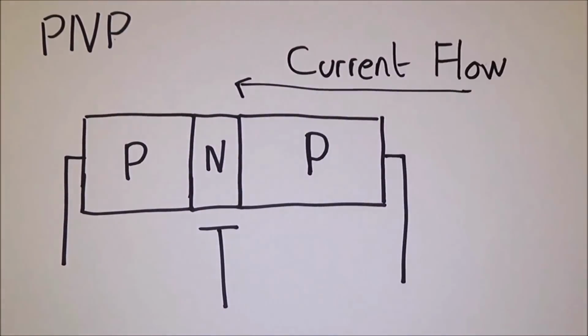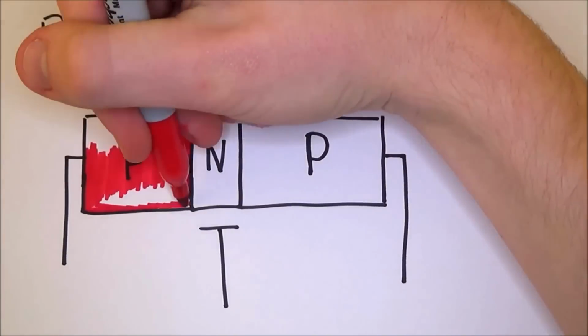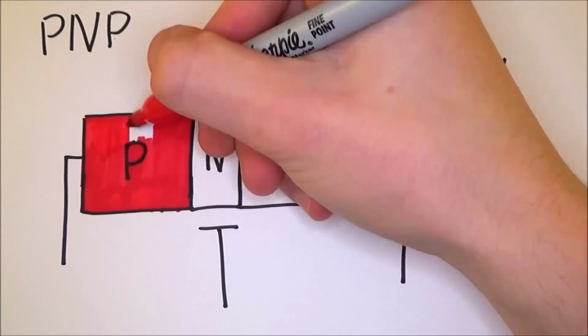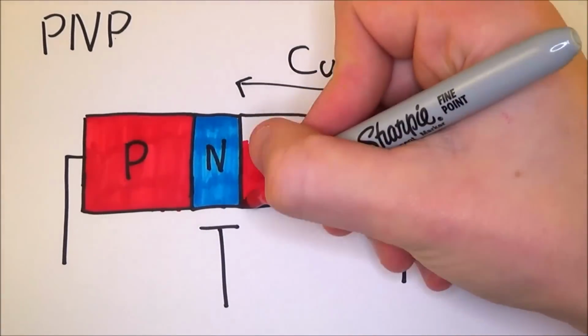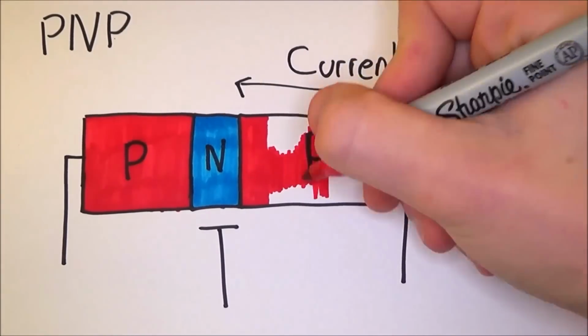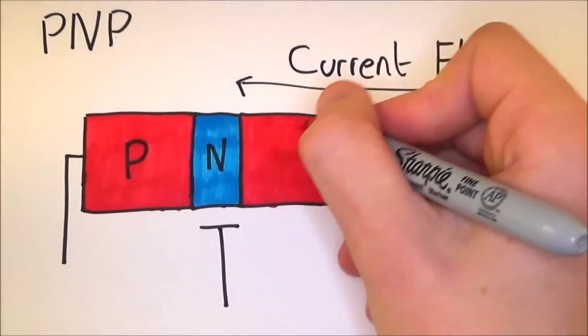The PNP transistor works slightly different. Mainly, it all works backwards. Current will move through it only when there is no current at the base, and it is all about the flow of positive holes through the material.